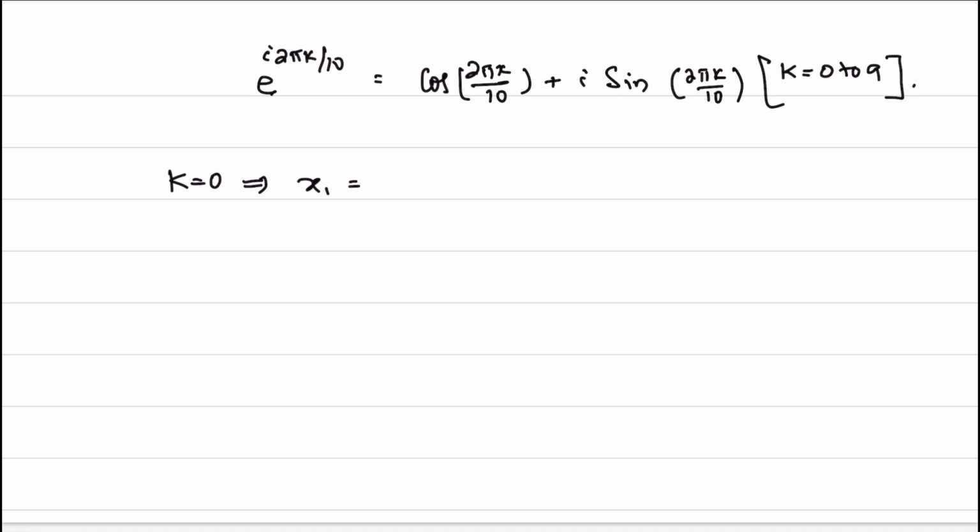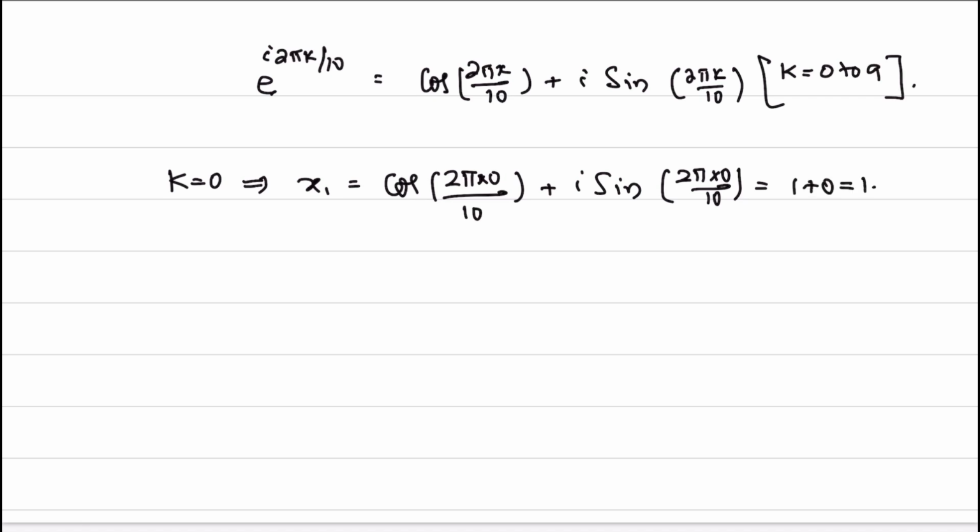x1 is equal to cos 2 pi into 0 divided by 10 plus i into sin 2 pi into 0 by 10. This sin 0 is 0, cos 0 is 1, so x1 is equal to 1 plus 0, that is equal to 1. The first value is 1. Now, what is x2? Cos 2 pi into 1, because k is equal to 1 for x2.